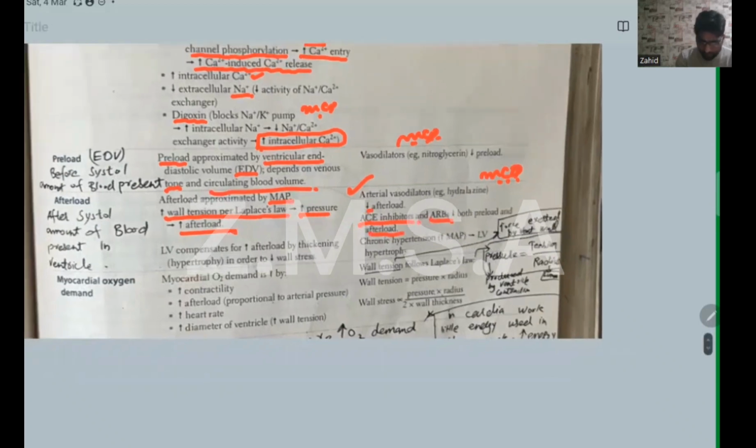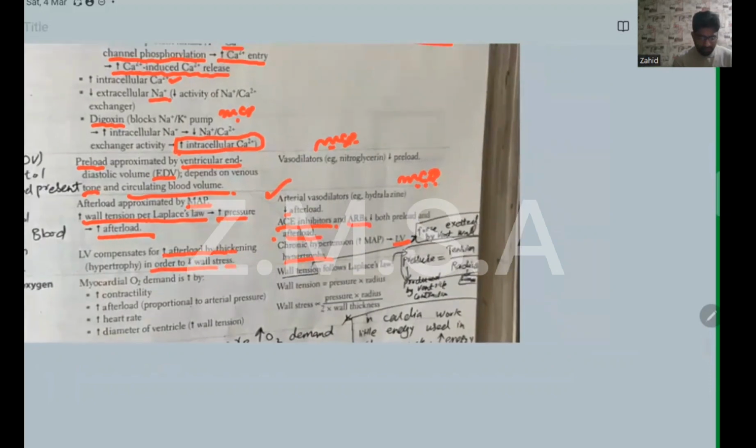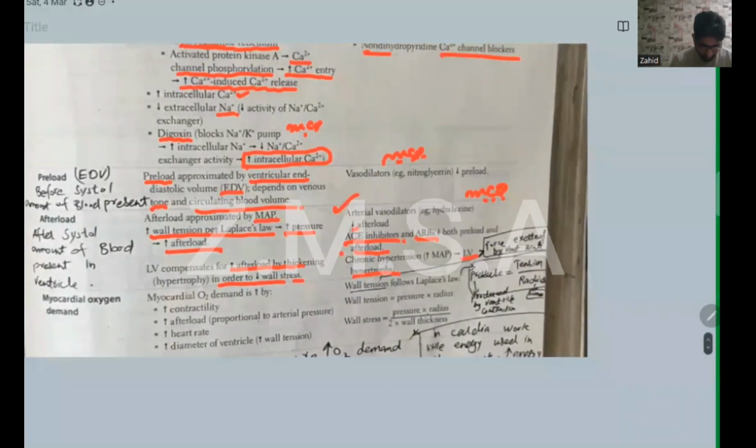Okay. Next, chronic hypertension increases the mean arterial pressure. Left ventricular hypertrophy can result. The left ventricle compensates for afterload by thickening in order to decrease wall stress. I think that's clear.